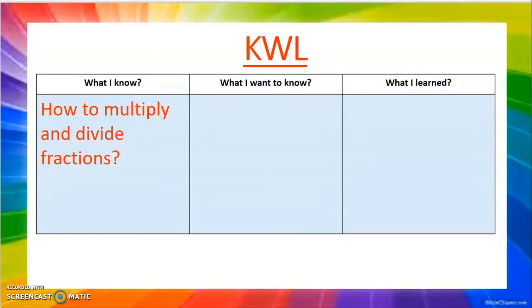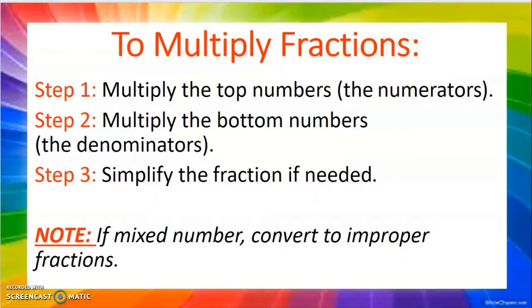How to multiply and divide fractions? To multiply fractions, first multiply the top numbers or the numerators. Second, multiply the bottom numbers or the denominators. And simplify the fraction if needed. Take note, if there is a mixed number, you need to convert it to an improper fraction.